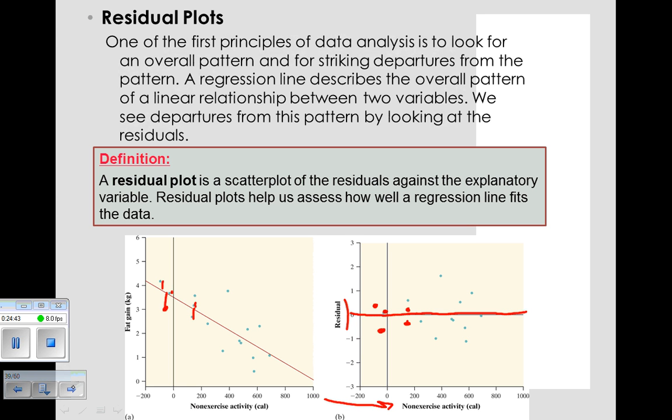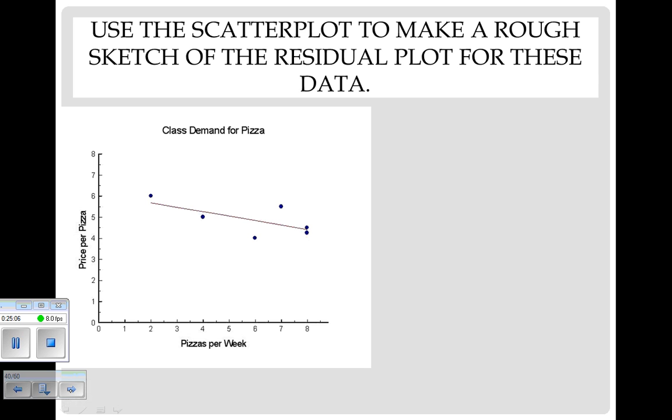Now, when you look at the residual plot, your hope is that there is no pattern. No pattern is good. It means that you found a good best fit line to begin with. If there's a pattern, then the line of best fit would not be appropriate. Okay, so no pattern is good. So use the scatter plot to make a rough sketch of the residual plot for this data. So see what you can do.